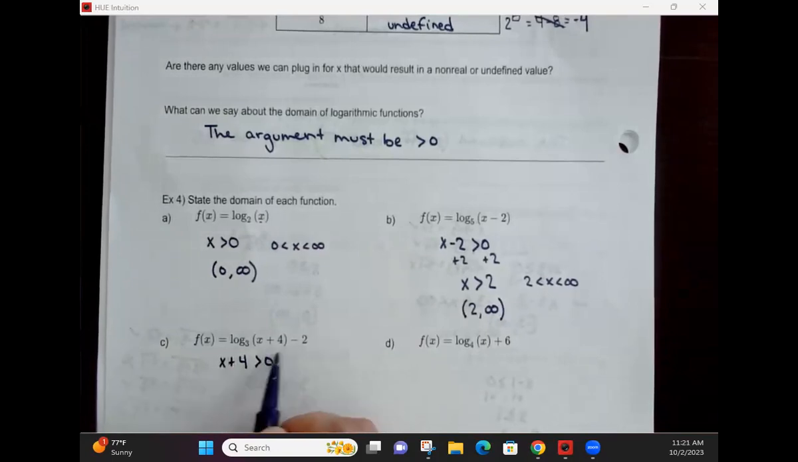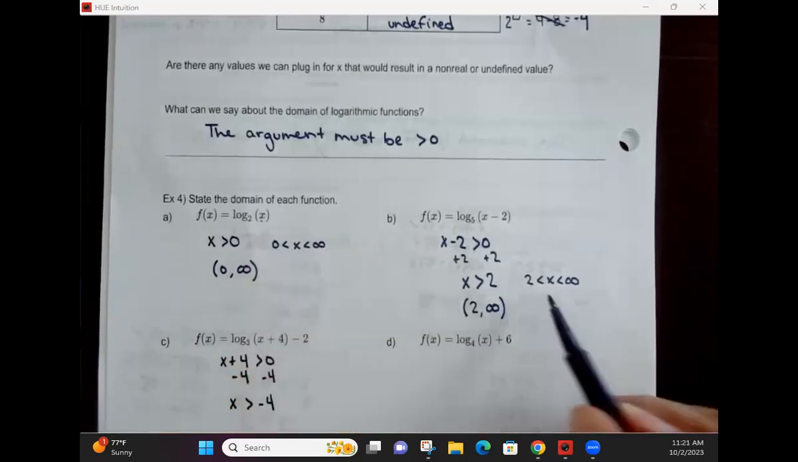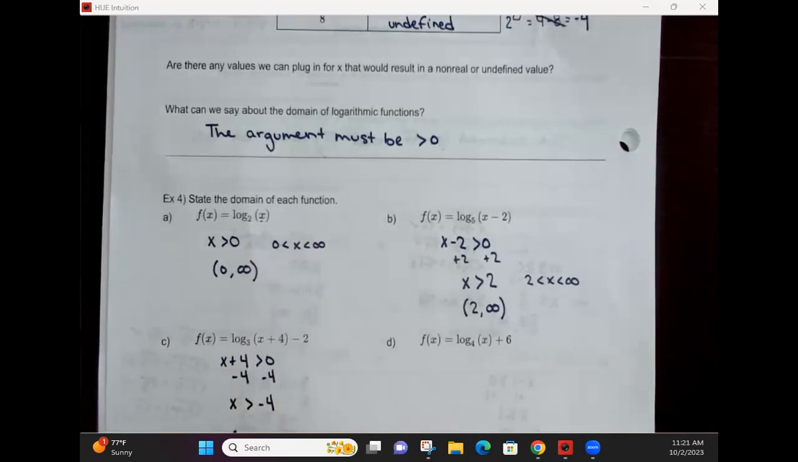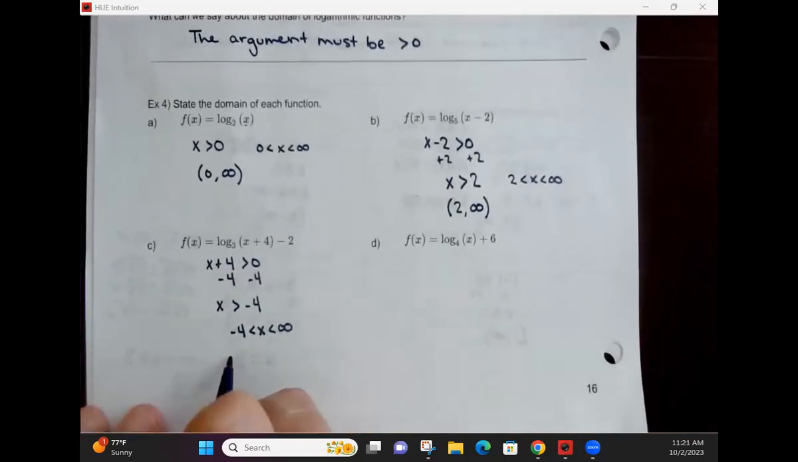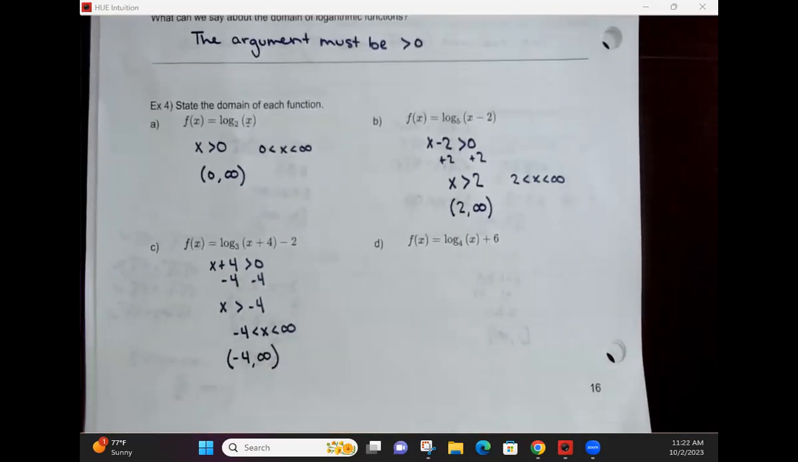For C, the argument has to be bigger than 0. You do have a little work to solve for x here. You get x must be greater than negative 4. This is fine. If you like the 3-piece inequality notation, this would be negative 4 is less than x is less than infinity. Or in interval notation, negative 4 to infinity, parentheses on each side.